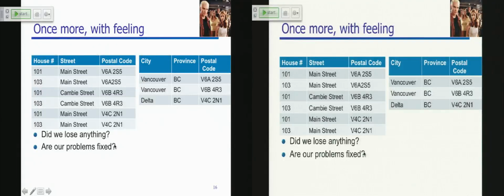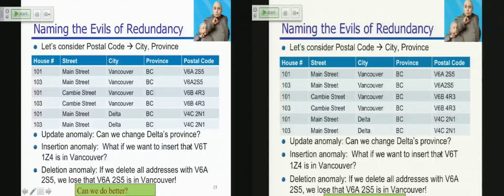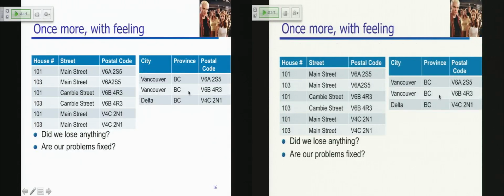Did we lose any information? Not really. In this example, there's no information lost compared to what you had here. All the information that you get from this table, you can also get from this table. Are our problems fixed? We talked about the three that were fixed. Do we have any redundancy? Well, we're keeping postal code twice.